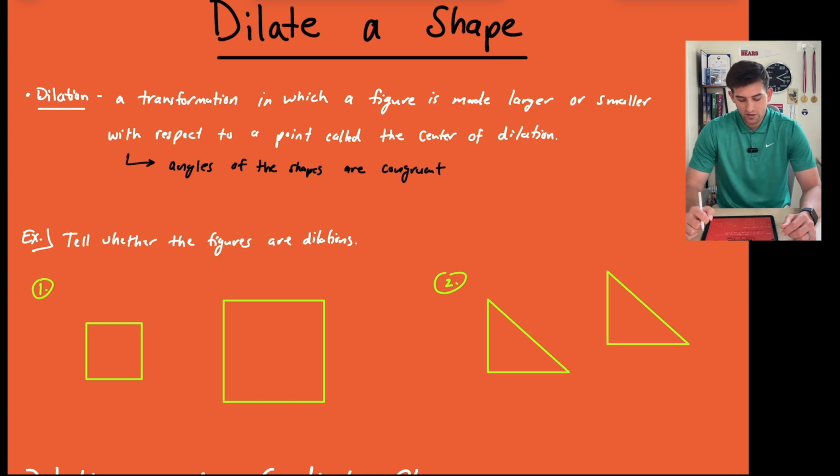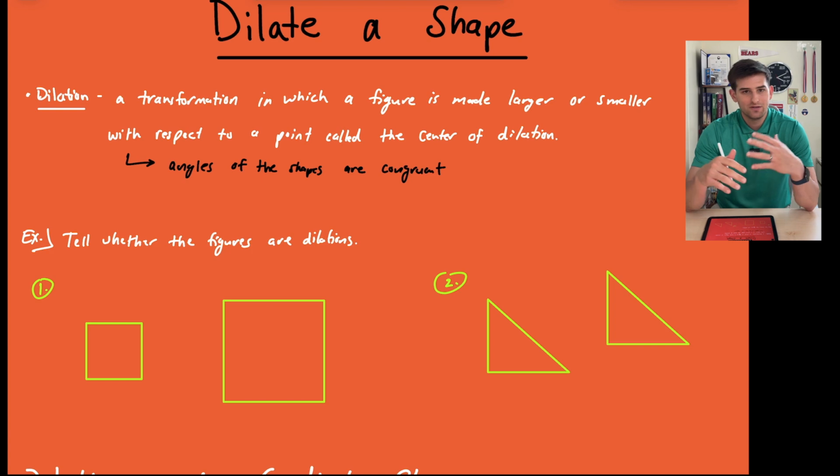It's a transformation in which a figure is made larger or smaller with respect to a point called the center of dilation. Most of the time, especially when you're doing this on a coordinate plane, the center of dilation will be the origin 0, 0. And we'll get into that when we get to the examples later on. Angles of the shapes are congruent. That's key there, right? So it's the same shape, but it's a different size, okay?